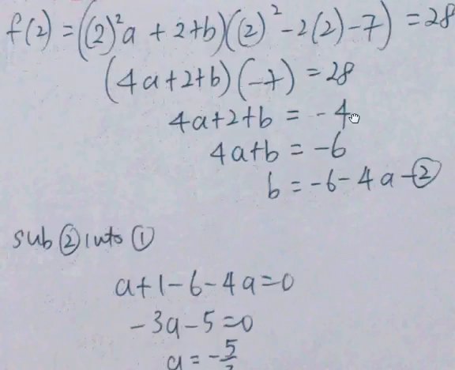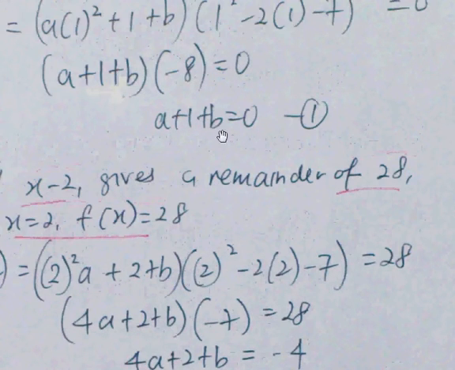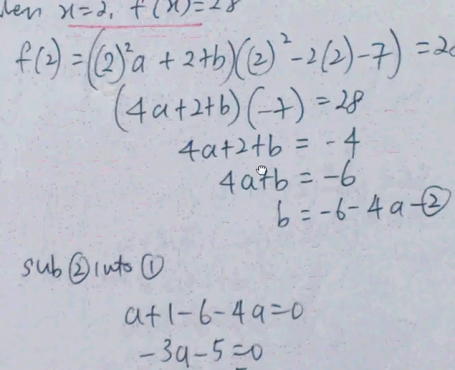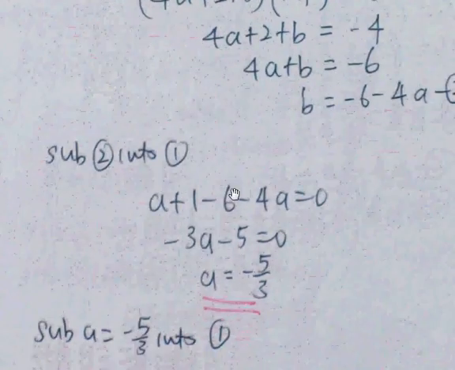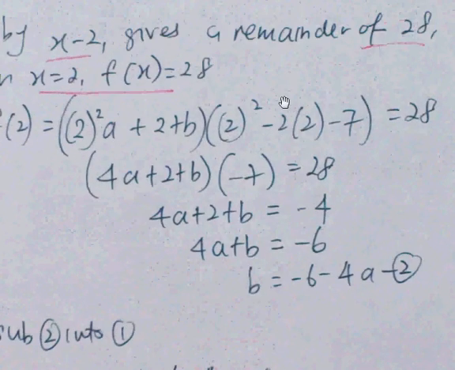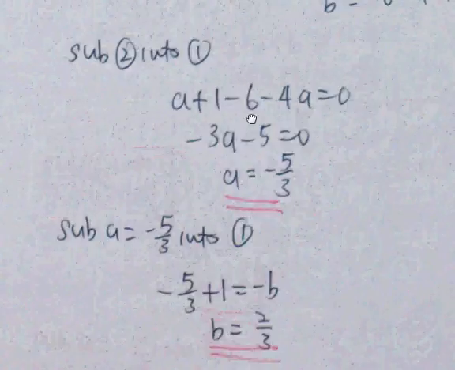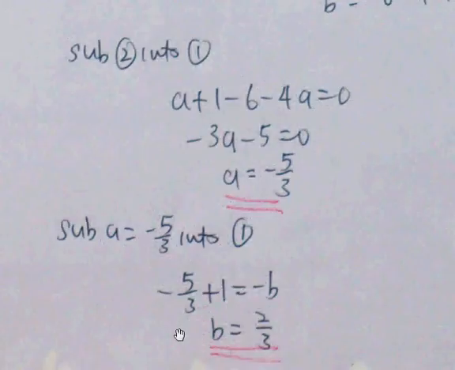So we substitute equation 2 into equation 1, which we found earlier to be this expression. When we substitute, we get a + 1 - 6 - 4a = 0. So -3a - 5 = 0, and a equals -5/3. Since we have found a to be -5/3, we substitute a = -5/3 into equation 1. Equation 1 is a + 1 + b = 0. So -5/3 + 1 equals -b, so b equals 2/3.